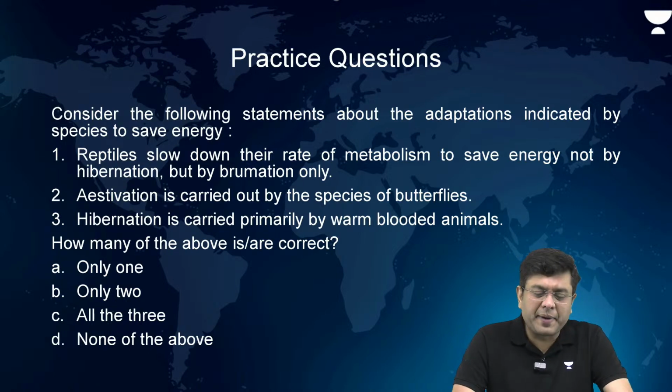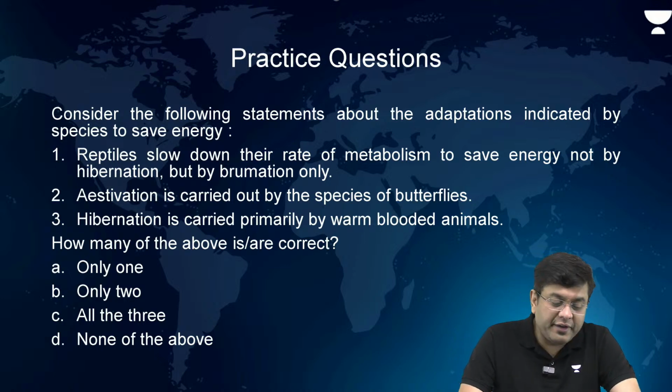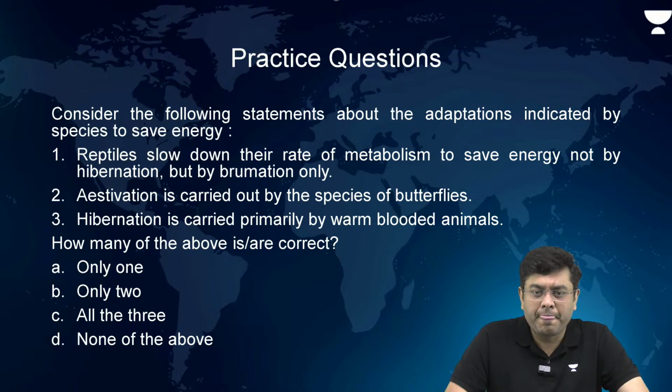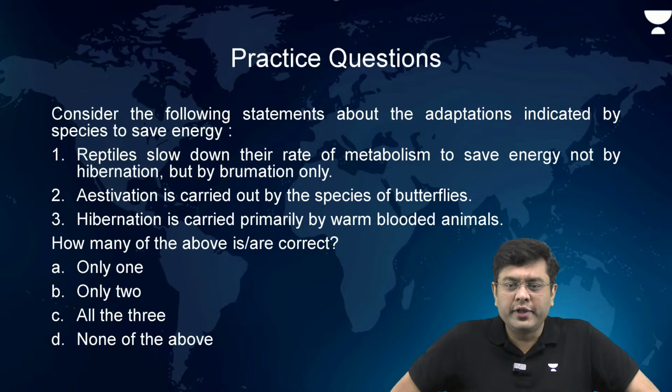Now let us take a look at the practice question. Consider the following statements about the adaptations indicated by the species to save energy. Reptiles slow down their rate of metabolism to save energy not by hibernation but by brumation. Estivation is carried out by the species of butterflies. Hibernation is carried primarily by warm-blooded organisms. How many of the above is or are correct? What do you think?